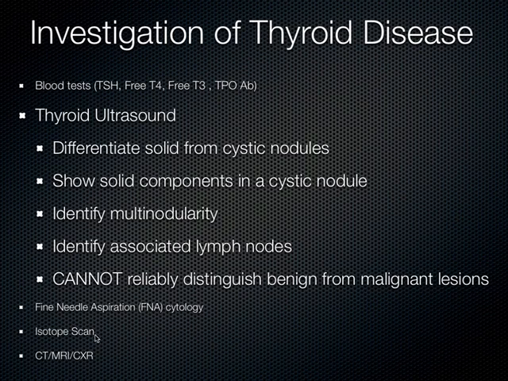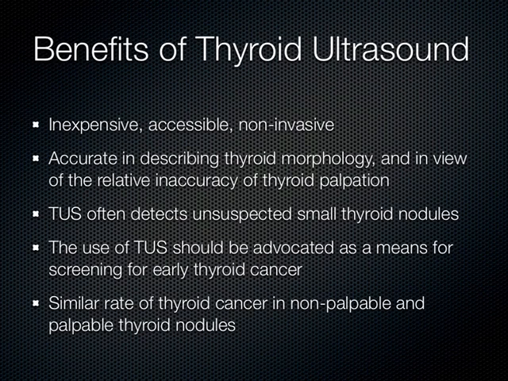Other studies that can be done are isotope scans to see how active a nodule might be, and then other imaging modalities such as CT, MRI, and a chest x-ray to look for any other abnormalities that could be associated with disease of the thyroid. So ultrasound is very inexpensive, accessible, and non-invasive, and it is accurate at describing the morphology of the thyroid, especially in light of the inaccuracy of just palpating the thyroid.